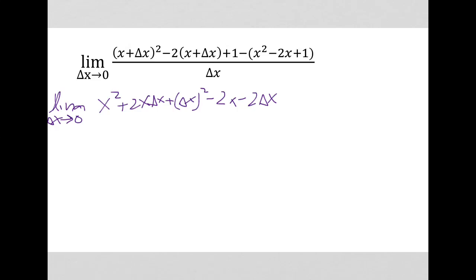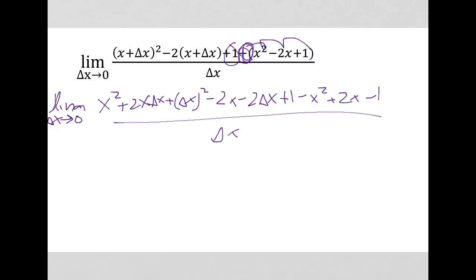Don't forget to make that delta x negative as well. And then I have a lonely plus 1. And then I'm going to distribute this negative into each of those terms to get negative x squared, negative 2x is positive 2x, and a negative 1. And all of that is over delta x.